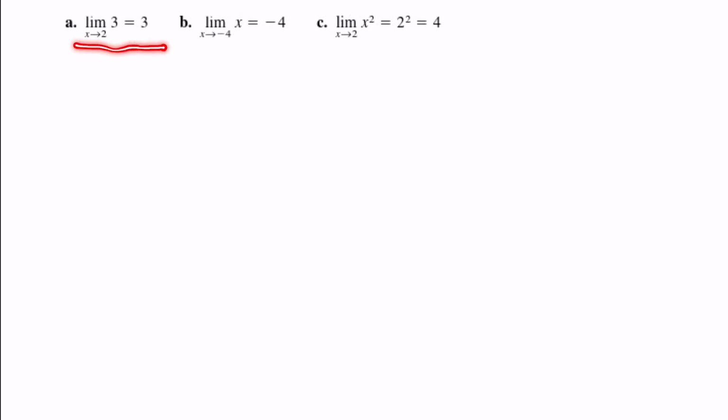So here are examples. The limit of 3 as x approaches 2 is equal to 3. And the limit of x as x approaches negative 4 equals negative 4. Why? Because we only substitute the negative 4 directly into x, and that gives us negative 4. Then the limit of x squared as x approaches 2 equals 4. Why? Because we are going to substitute 2 into x, square that, and that gives us 4.